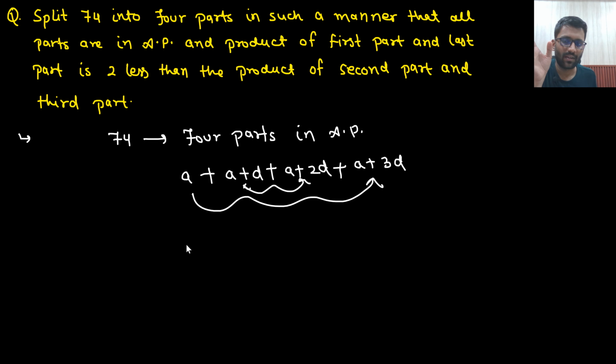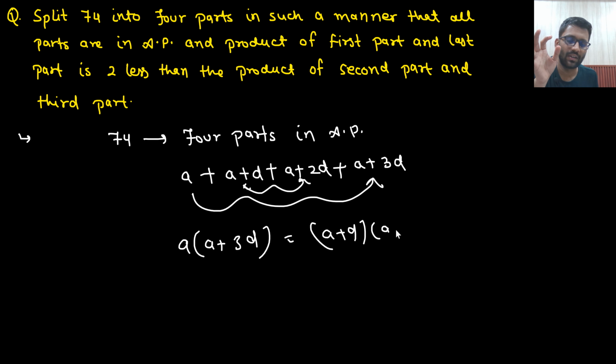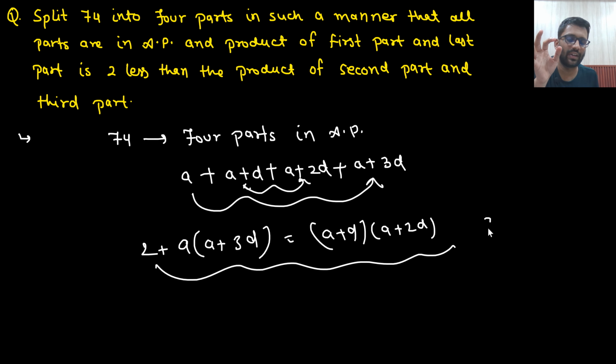If you multiply, you have to multiply these two parts, a plus a into a plus 3d, then a plus d into a plus 2d, and one is 2 more than that or something like that. So this will be the equations you will get. You will get one equation between a and d, then another equation you will get by using this equation, that all addition will be equal to 74. Then you will solve it.